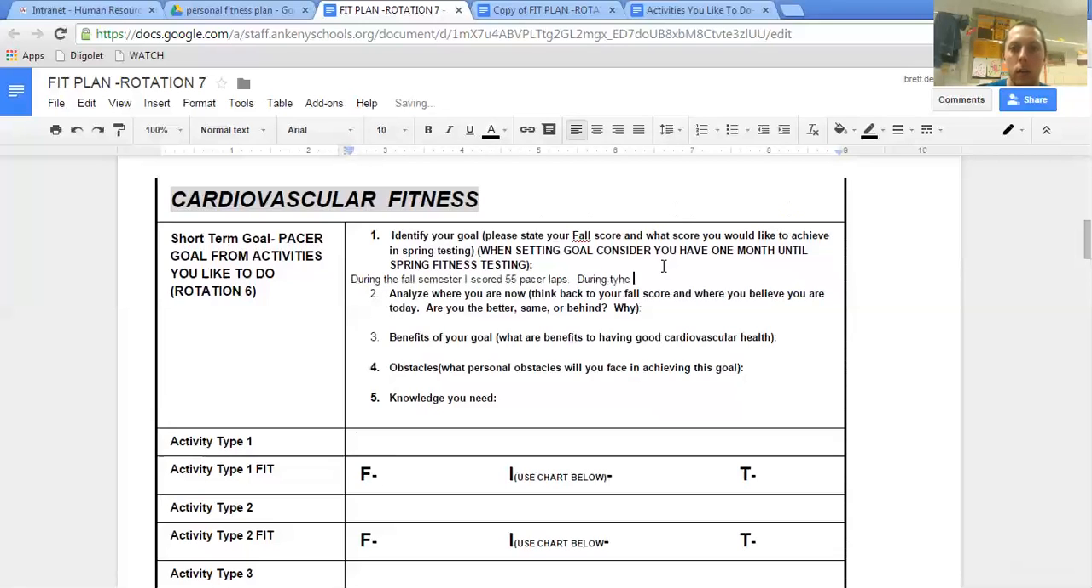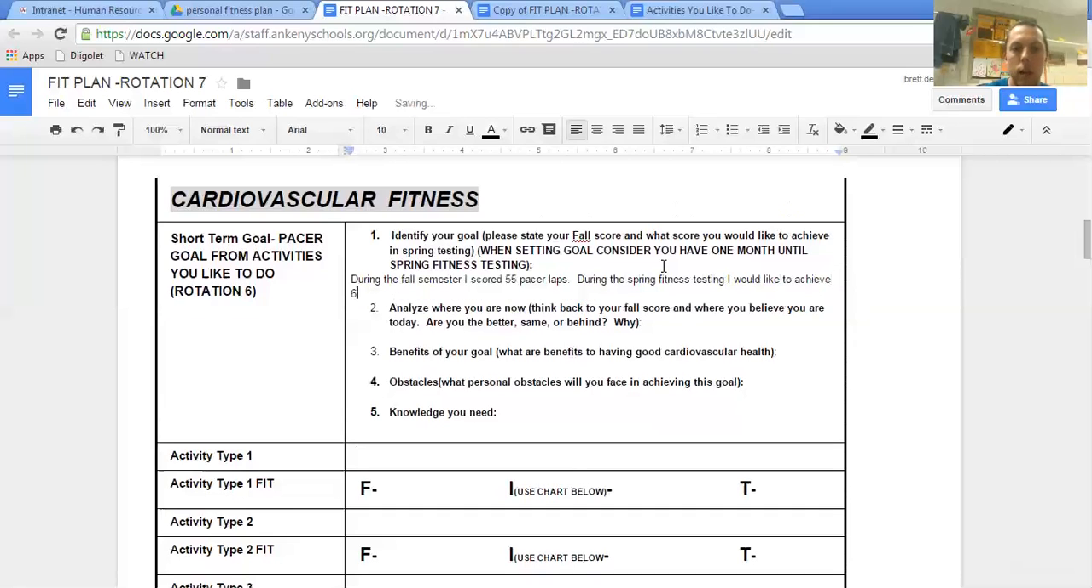During the spring fitness testing, I would like to achieve 67 pacer laps. I set this as a reasonable goal for myself because, for one, I'm in track or have been working out for track. I have been doing other cardiovascular activities. If I had not been doing any other cardiovascular activities, I would have only put maybe 60.